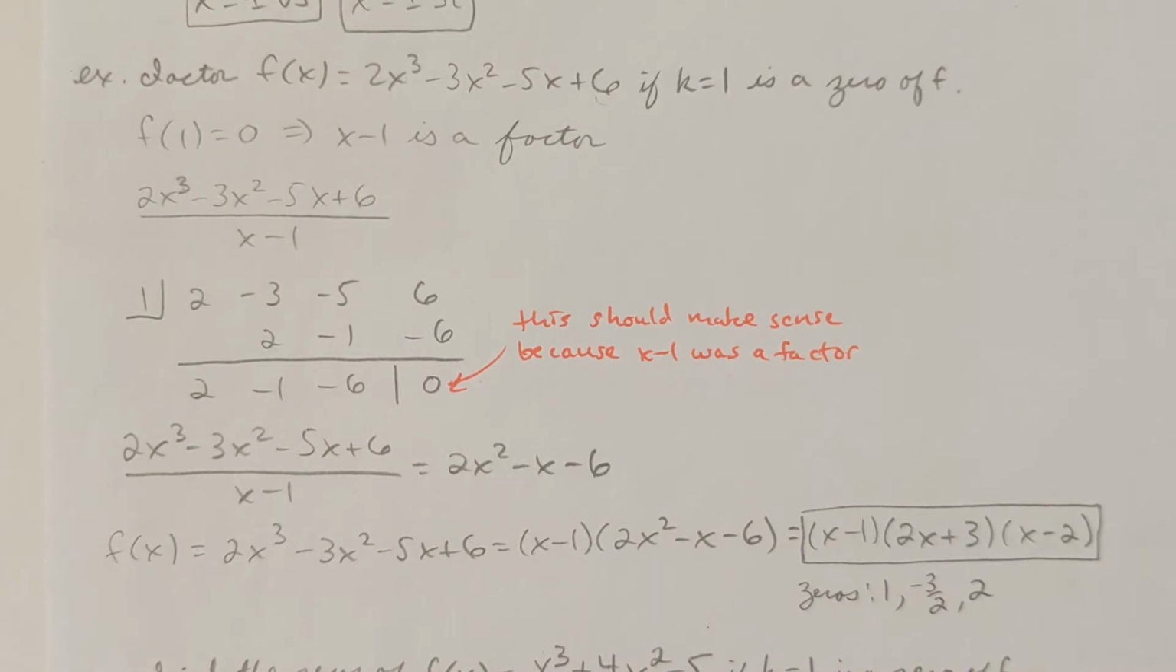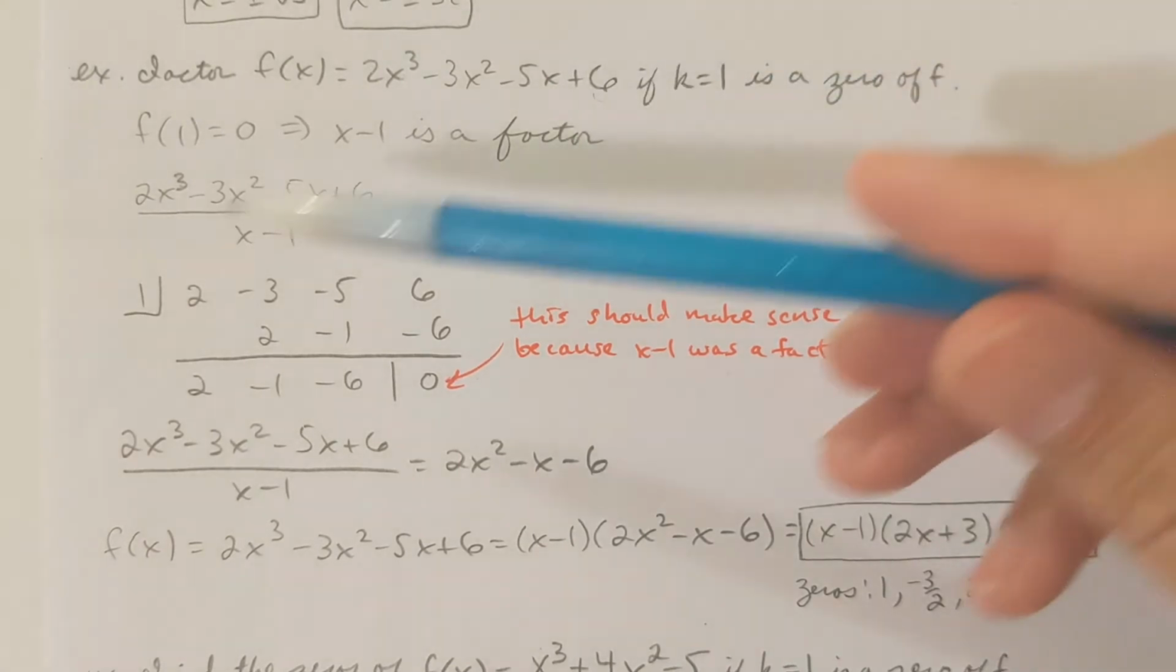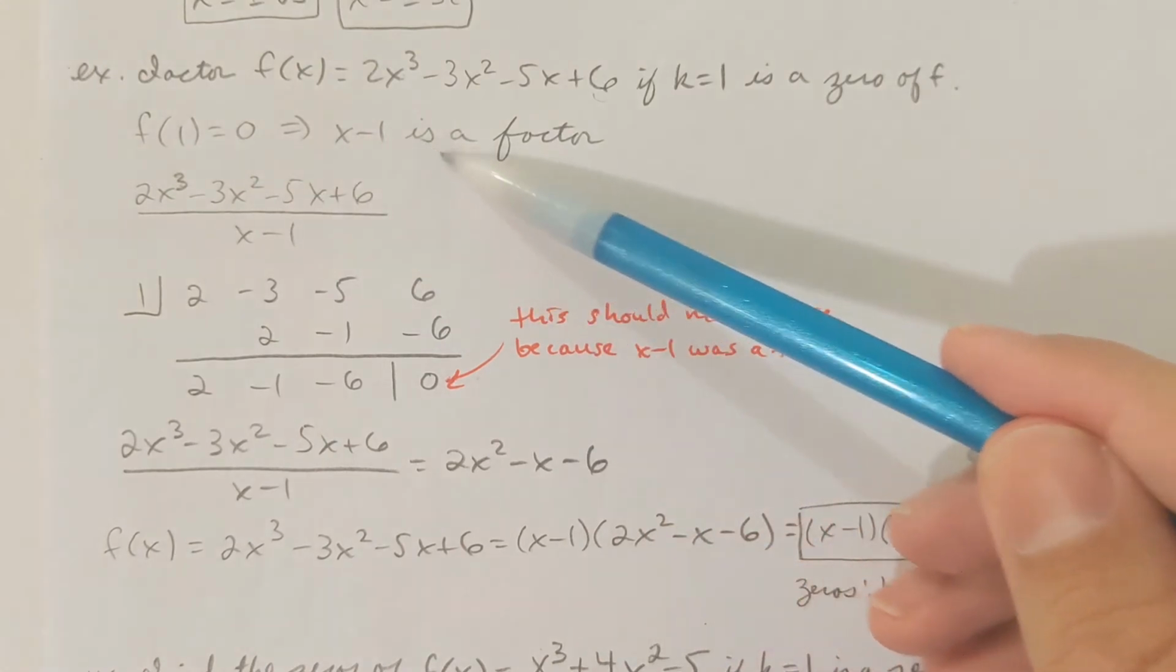For example, let's factor f of x, which is equal to 2x cubed minus 3x squared minus 5x plus 6 if k equals 1 is a 0 of f. Well, knowing that k equals 1 is a 0 of f, and by the way, they usually don't tell me one of the zeros. Okay, that usually does not happen. So they're really doing us a huge favor here in this section by already giving us one of the answers. Okay, so knowing that 1 is a 0 means that x minus 1 is a factor.